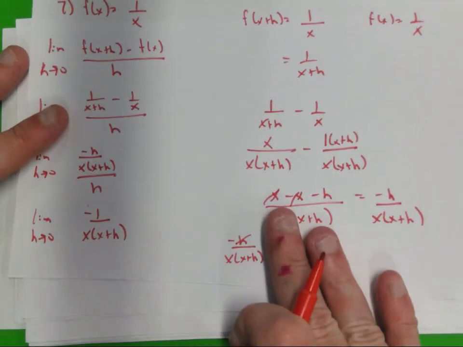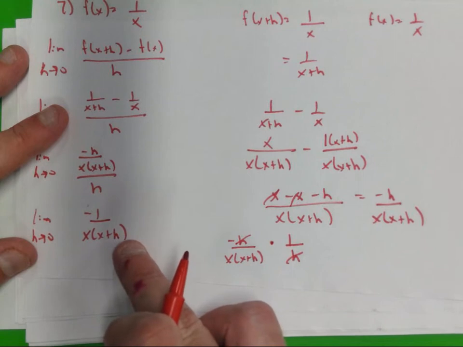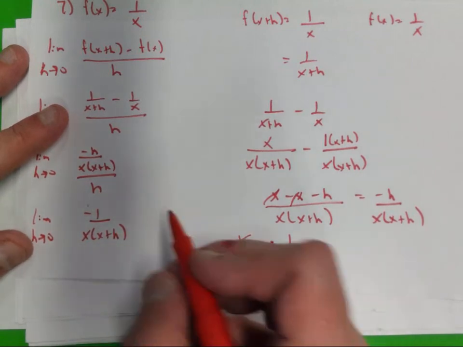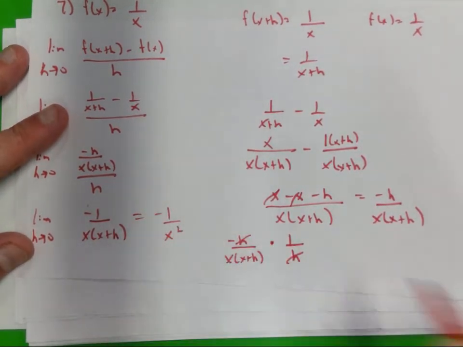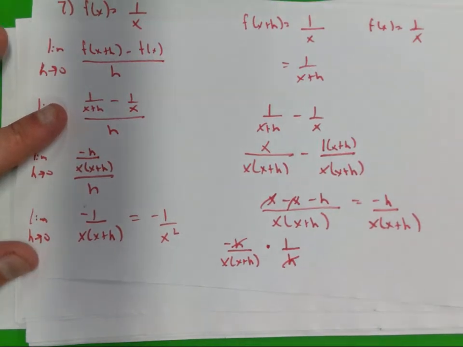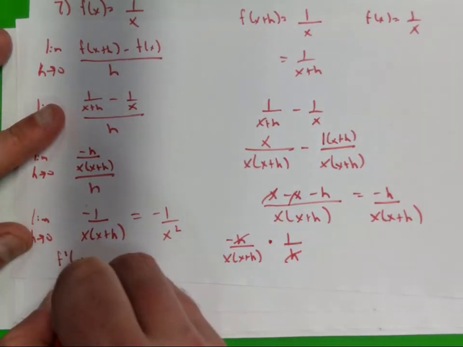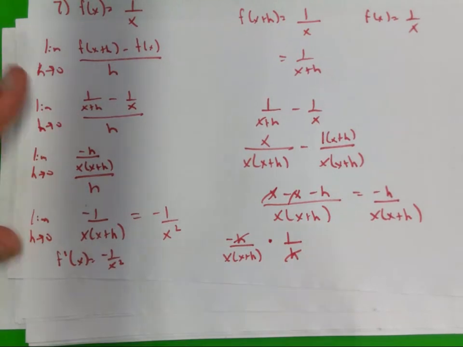Well, let's try direct substitution now. Plug in 0 for h. x plus 0 is x. x times x is x squared. So my derivative is negative 1 over x squared. So f prime of x equals negative 1 over x squared.